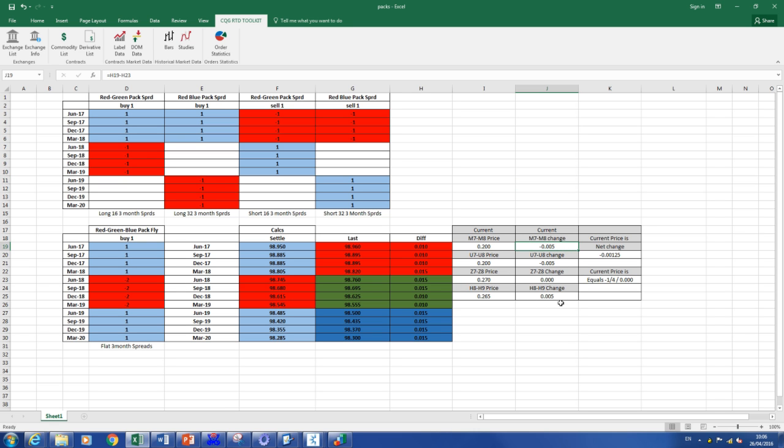So if you go down the curve, the June 17, June 18 is trading down a half. Sep 17, Sep 18 down half. The Dec 17, Dec 18 and March 18, March 19, well, that's trading unchanged. And this one is slightly up, right? Because it could have been a slightly low settle last night. So if you then add up the net change of these changes on the day, the current price is down a quarter bid at evens, right?